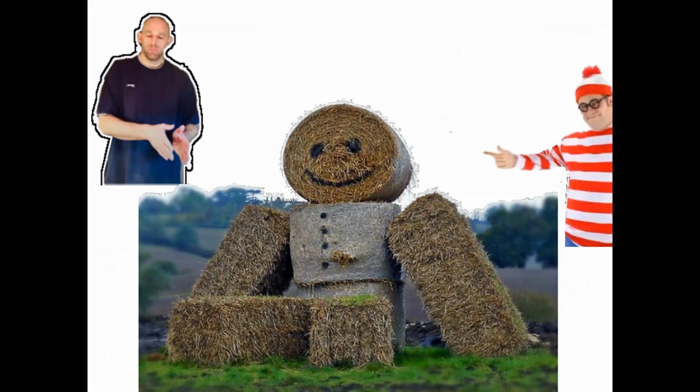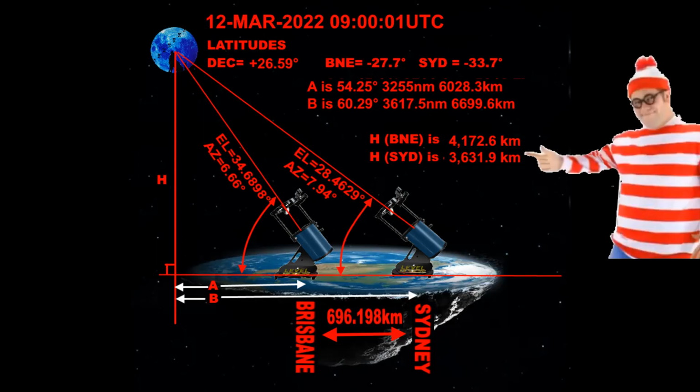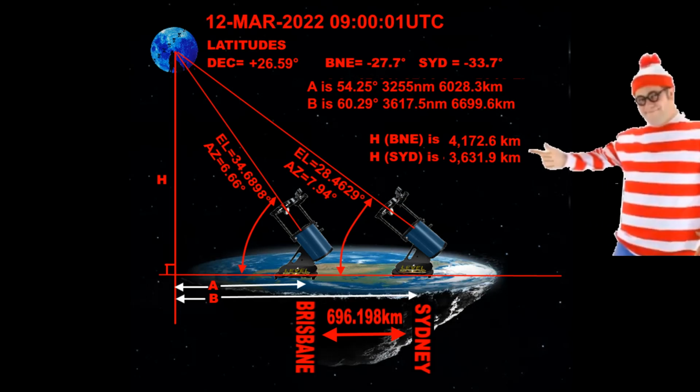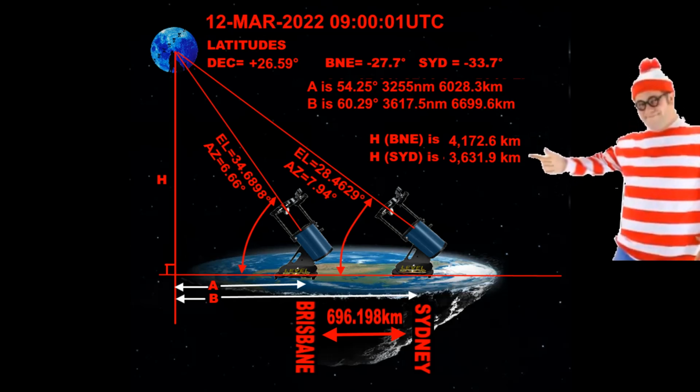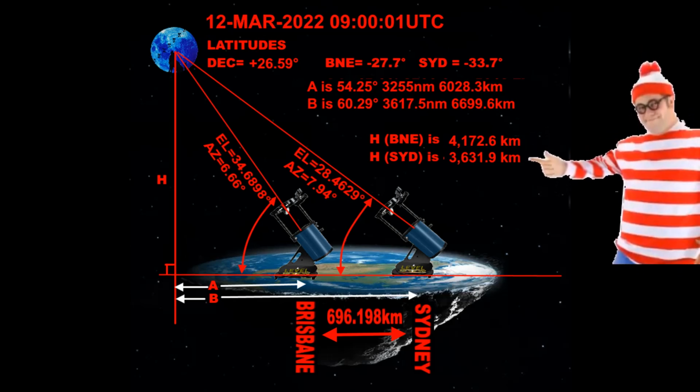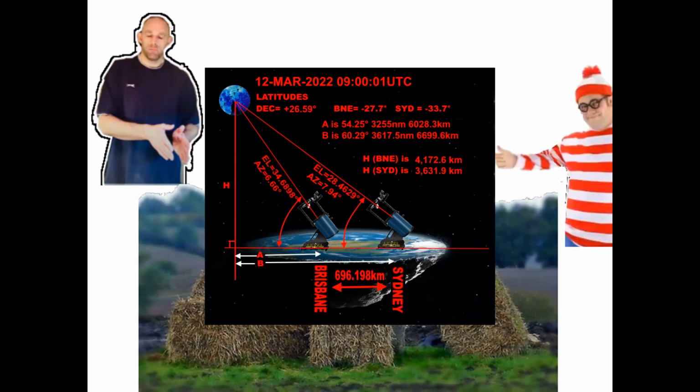Okay, a whole lot of wow. Anyway, here we go. Let's solve them both, shall we? However, we do get different heights for the opposite side. The length of the opposite is not the same. So, according to Flat Earth, the moon is simultaneously at 4,172.6 kilometres high and 3,631.9 kilometres high. Oh dear. It appears that Flat Earth is broken.